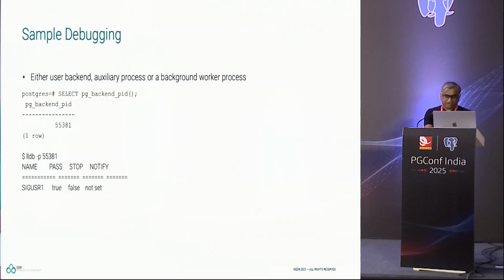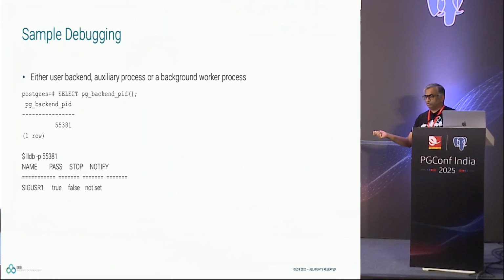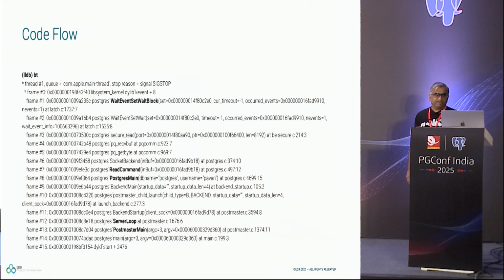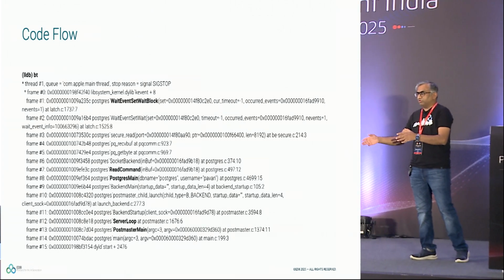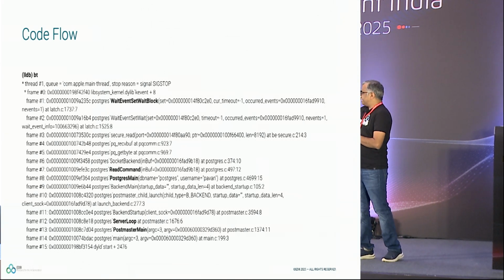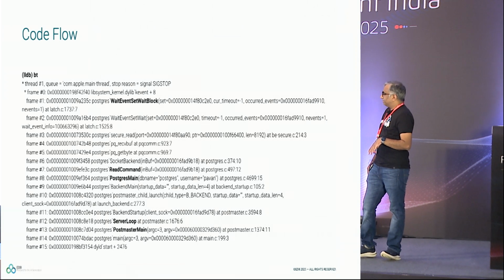I think we are running out of time, but if you want to do debugging, you want to start with pg_backend_pid, which will give you the PID of the process you are currently connected to, and then you can attach to that process to see what's going on and see the code flow. If you just start a new connection, get its PID and attach to that PID, this is what the typical stack trace would look like.